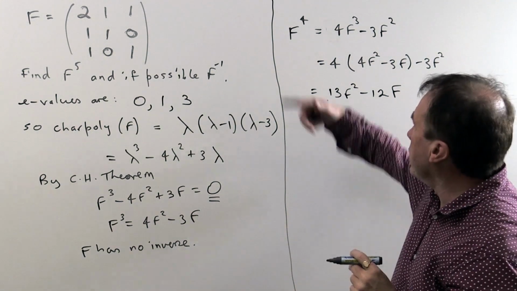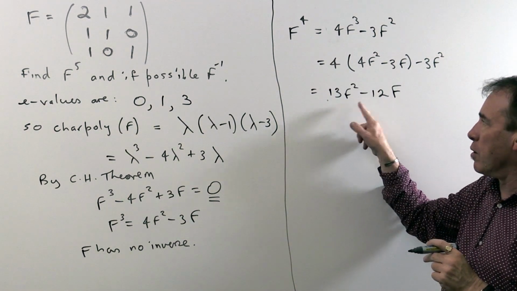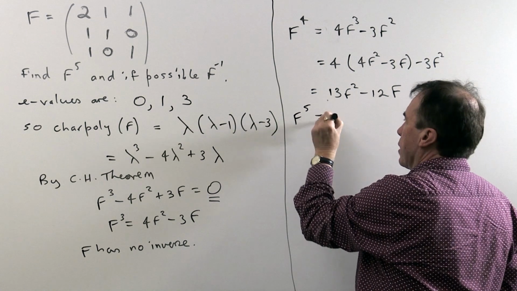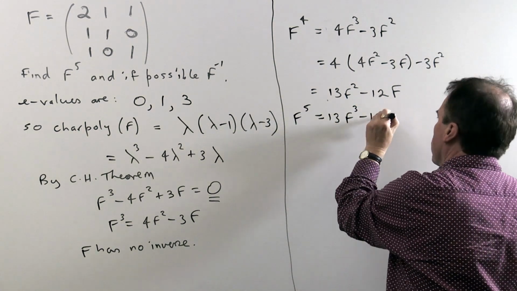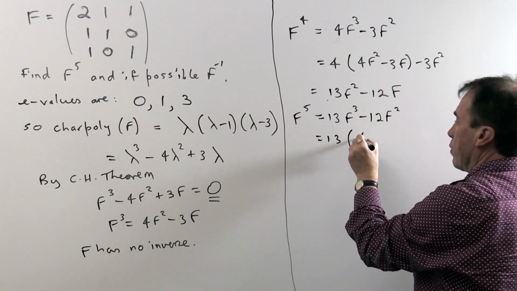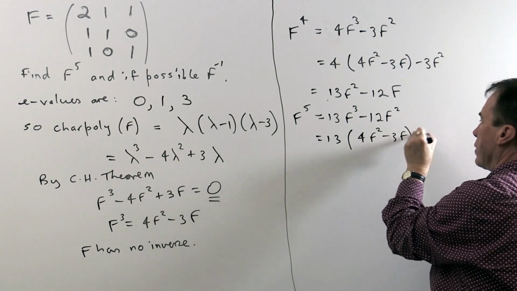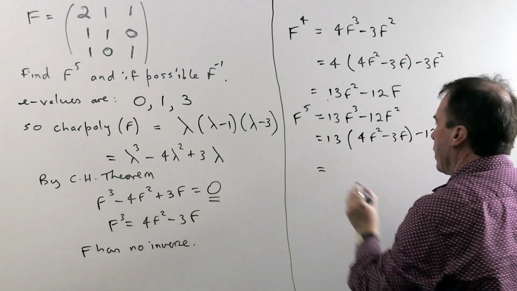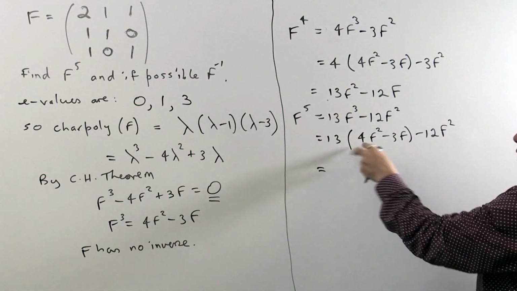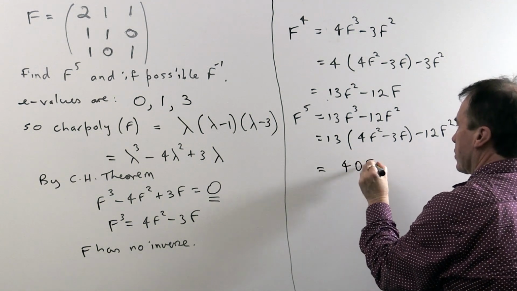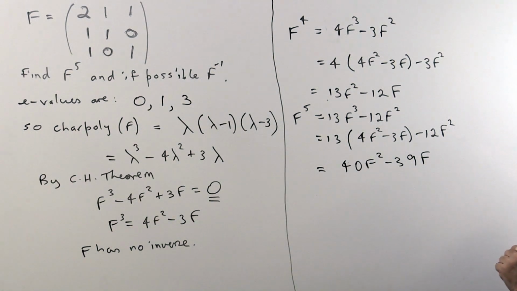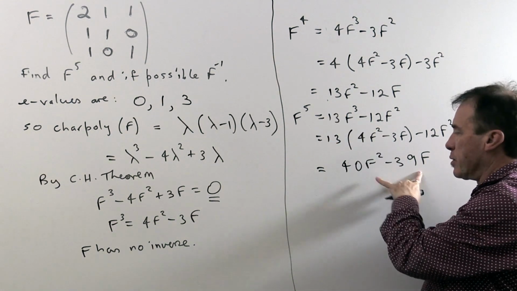So you see what I'm doing, I've written f to the fourth now as a combination of f and f squared. So to get to f to the fifth, do exactly the same thing, that's 13f cubed minus 12f squared. Replace the f cubed, as we did before, with 4f squared minus 3f, minus 12f squared. So now we just take out the brackets and simplify, so 13 times 4 minus 12 gives me 40f squared minus 39f. And there is the value of the fifth power, expressed only in terms of f and f squared.